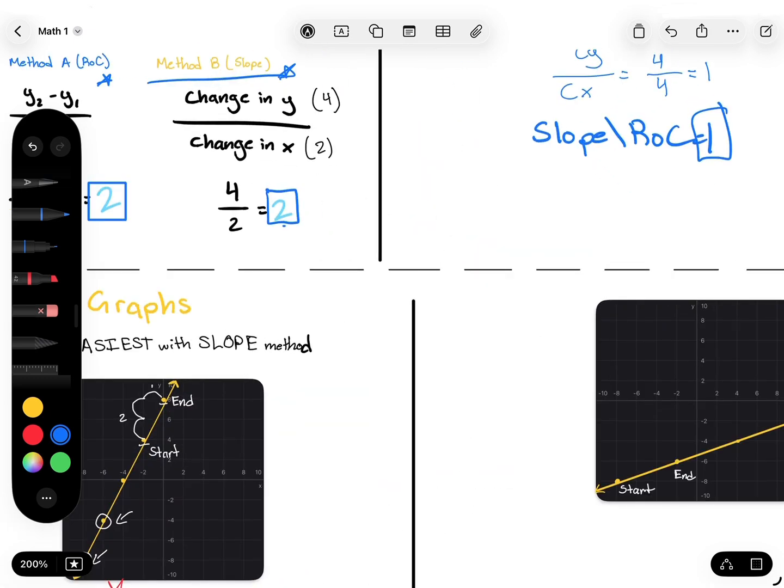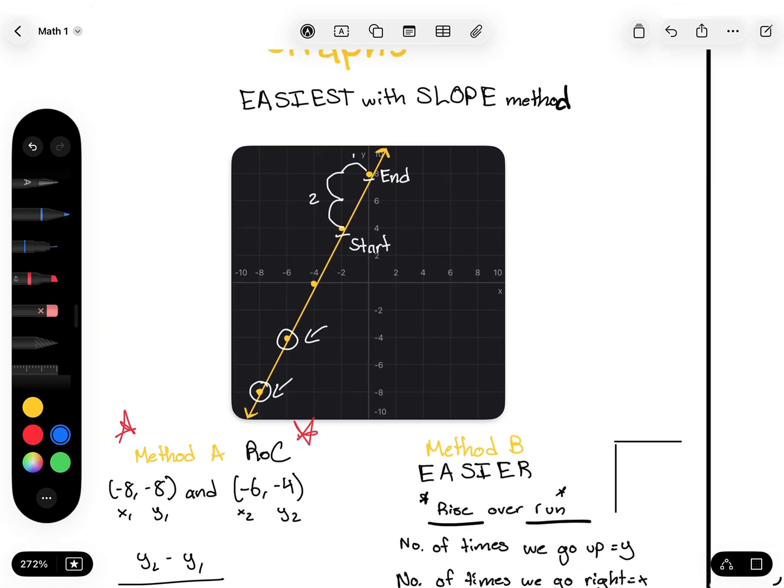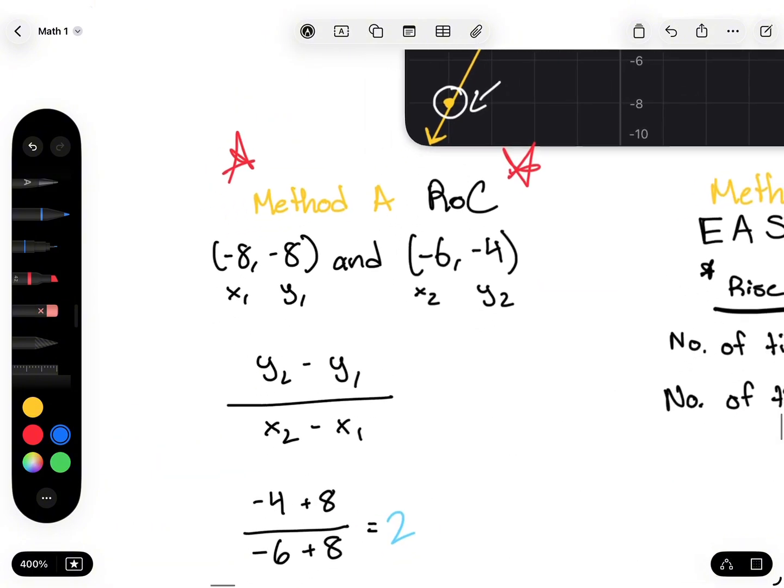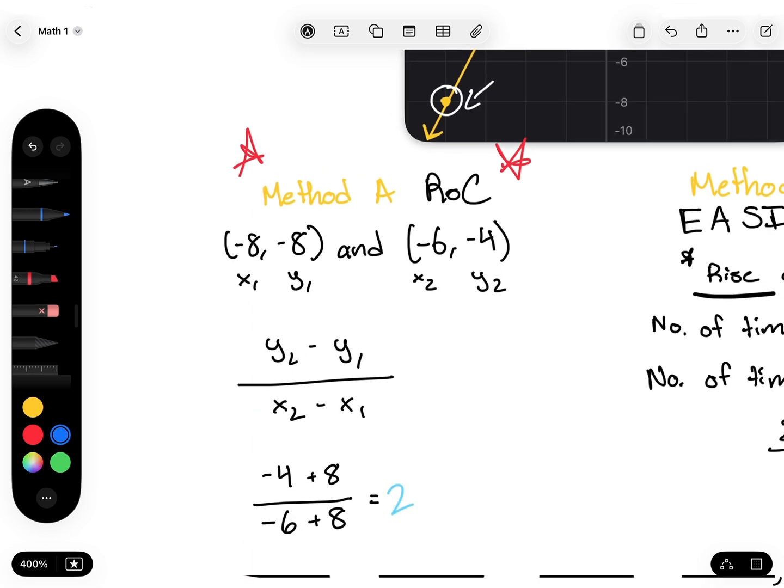Next up, we have graphs, and I strongly suggest for this one that you use the slope method. It is so much easier, and you have to do little to no math to actually solve this one. So for method A, which is our rate of change method, it's significantly harder. It's unnecessarily harder. But what we would do is first we would identify 2 points.